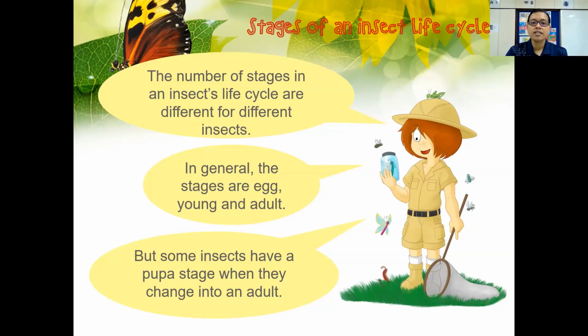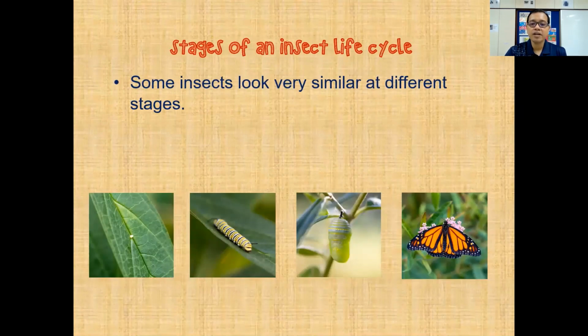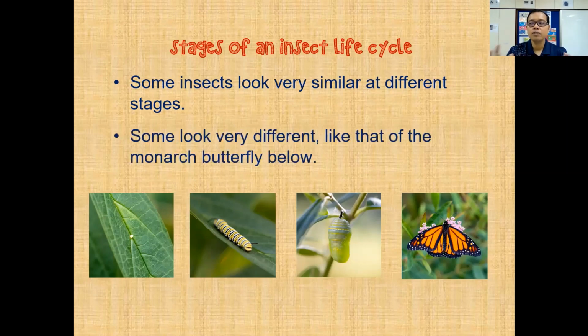Let's take a look at some of the other examples that I have here. Okay, now as I've said before, some insects look very similar at different stages. This is with reference to insects such as the cockroach, insects such as the grasshopper, where there are only 3 stages in their life cycle. Yep, and their young looks similar to the adult in terms of appearance. Okay, however, some will look very different, like that of the monarch butterfly below.